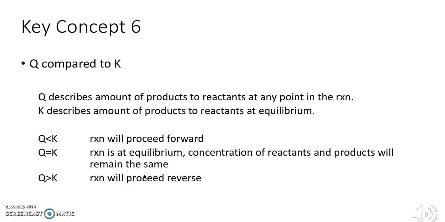Sixth key concept, comparing Q to K. Q describes the amount of products to reactants at any point in the reaction, whereas K describes the amount of products to reactants only at equilibrium.